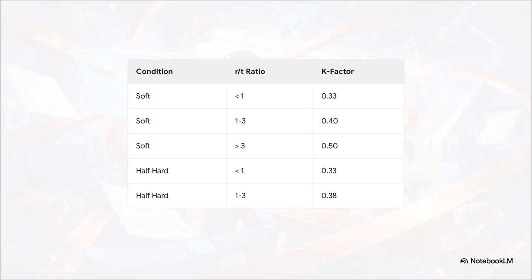The K-factor is actually just the position of that neutral axis, expressed as a fraction of the material's thickness. And here is the kicker. It is not a fixed, universal constant. It shifts entirely based on two things: your copper's temper and your inside radius to thickness ratio. For soft copper, it can range from 0.33 on really tight bends all the way up to 0.50 on wide bends. Basically, a lower K-factor shortens your bend allowance, and a higher one increases it.